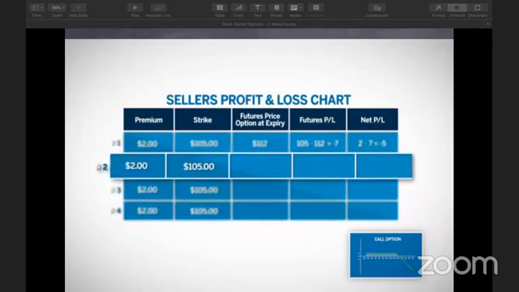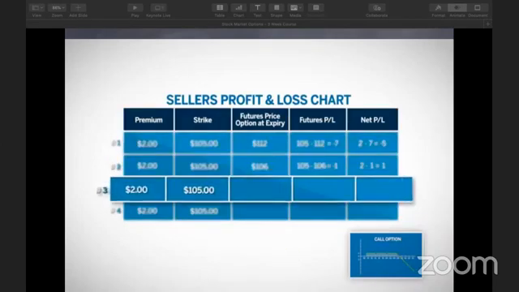For scenario 2, the futures price at option expiry is 106. This option is also in the money, and again, you would be assigned. You will sell the future at the strike price of 105 and have a loss of 1 on the future. The net will be a profit of 1. In scenario number 3, the futures price at option expiry is 100. This option is out of the money and will not be exercised. There will be no loss from futures. Therefore, your $2 collected in premium will become your total profit.